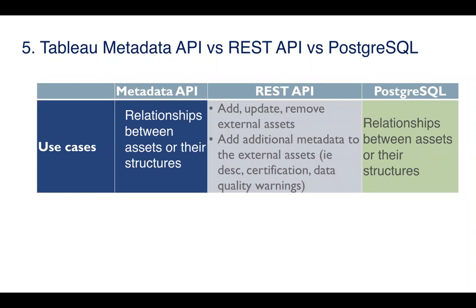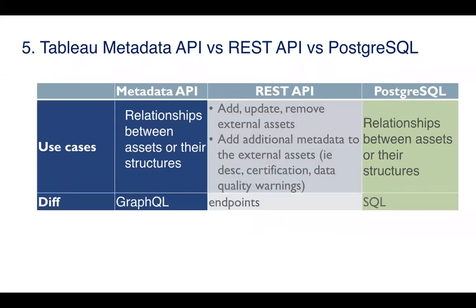Move on next, REST API versus other APIs. There's a metadata API, there's REST API, there's a PostgreSQL that you can query the asset. What's the difference? The Metadata API and PostgreSQL are mainly for you to query the relationship. But with the REST API, you can update, you can add, you can delete the asset information. This is a different thing. I don't know how to use GraphQL yet.